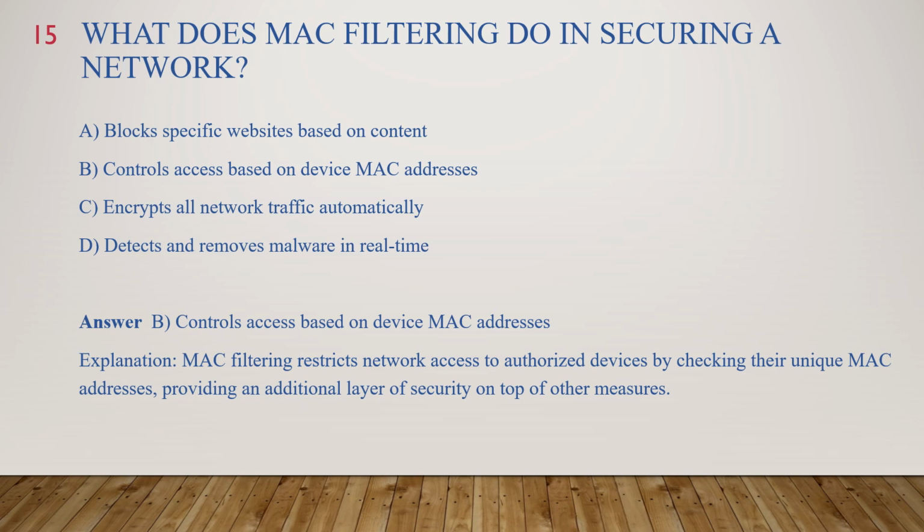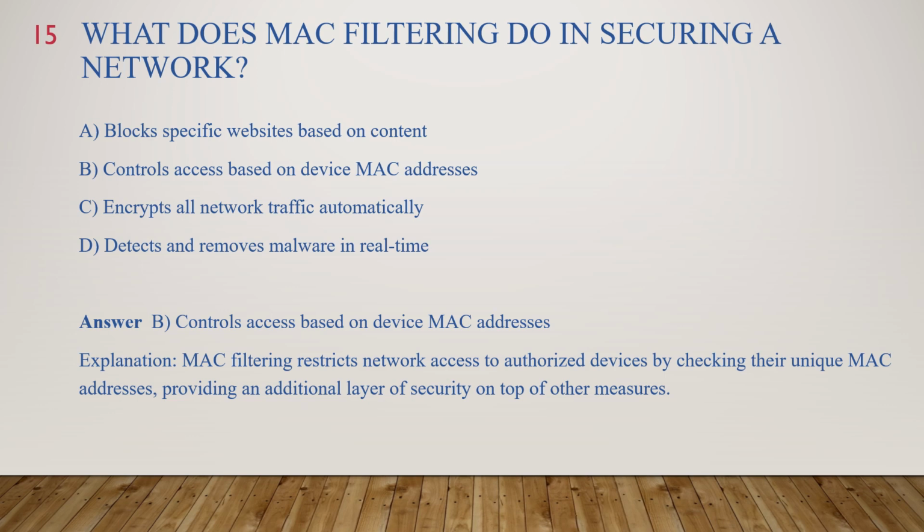Here's why the other options are incorrect. A. Blocks specific websites based on content. This functionality falls under content filtering, not MAC filtering. C. Encrypts all network traffic automatically. Encryption requires dedicated protocols like TLS/SSL, not MAC filtering. D. Detects and removes malware in real time. This is the role of antivirus and anti-malware software, not MAC filtering.